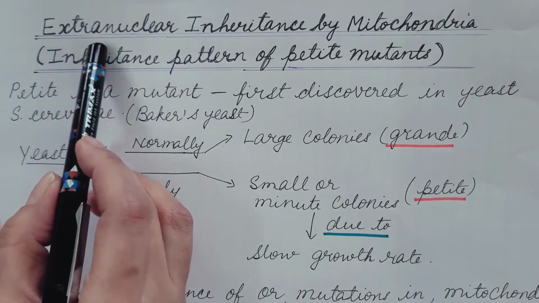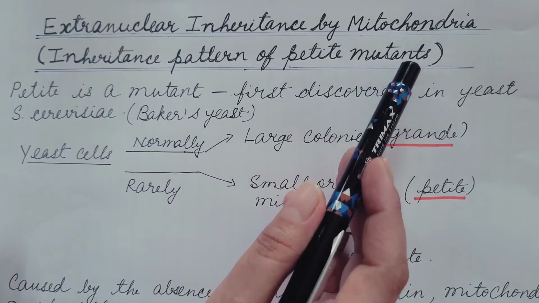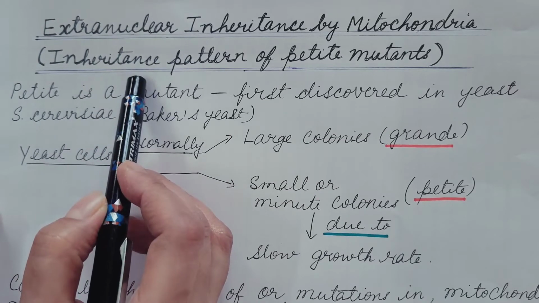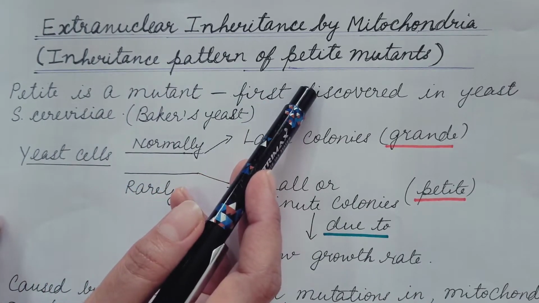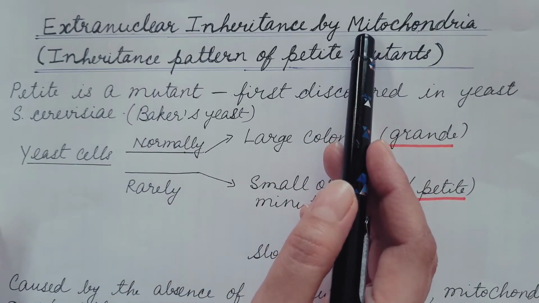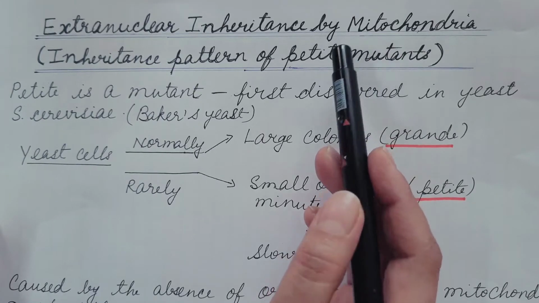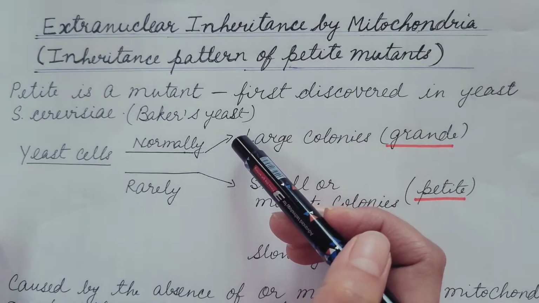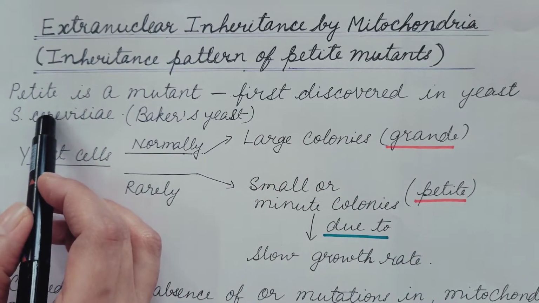Today in this video we are going to discuss extranuclear inheritance by mitochondria. Here we will discuss the inheritance pattern of petite mutants. Like chloroplast, mitochondria also consist of their own DNA, and mitochondria are also present in the cytoplasm, so it is also known as cytoplasmic inheritance. So what are these petites?